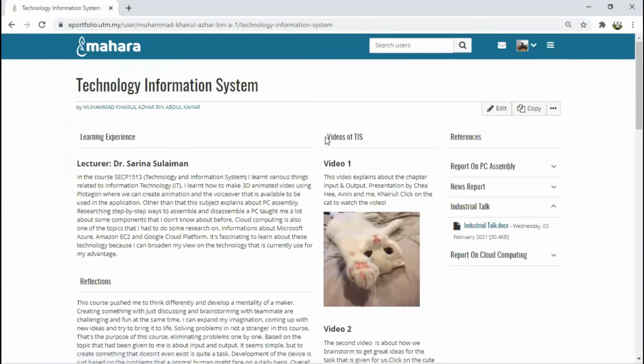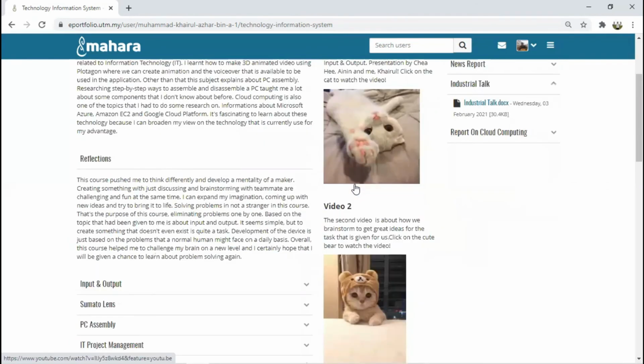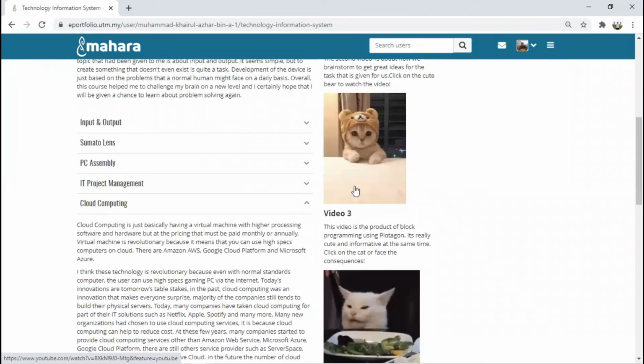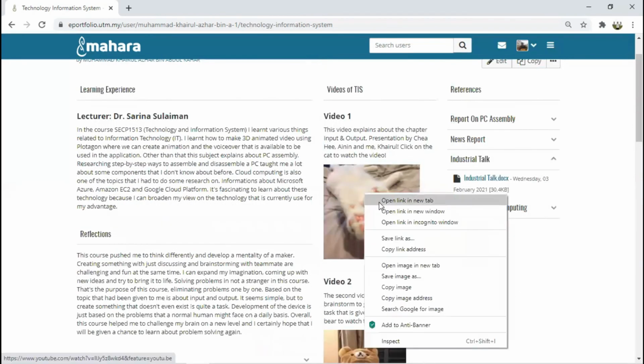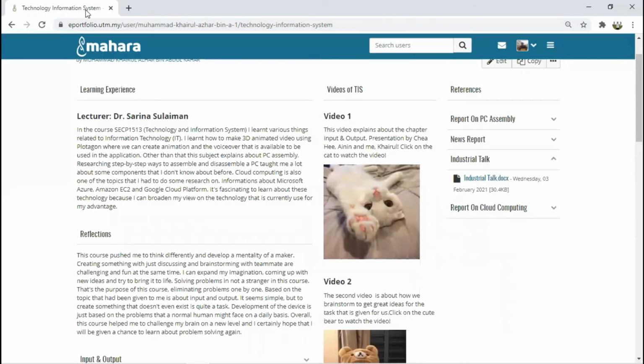Okay, as for the videos of TIS, or videos of Technology Information System, you can take a look at our group presentation on input and output. Just click on the cat, and it will guide you to the video that we created.